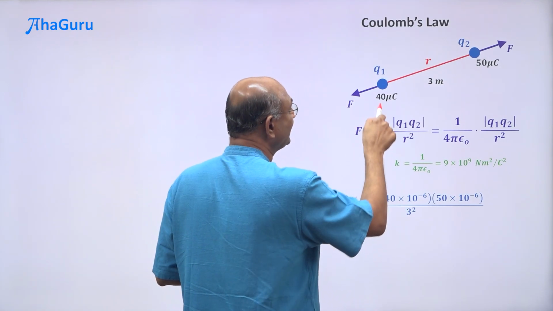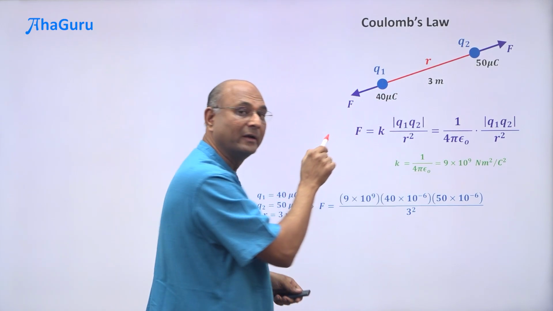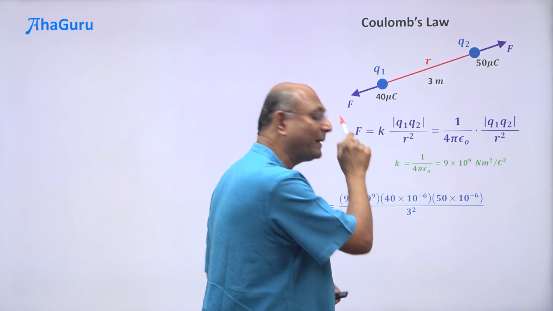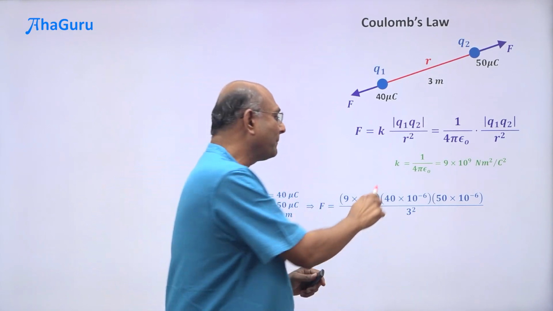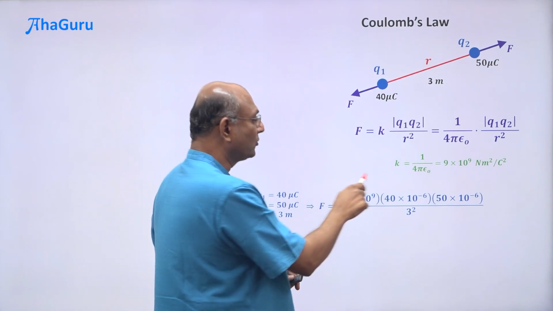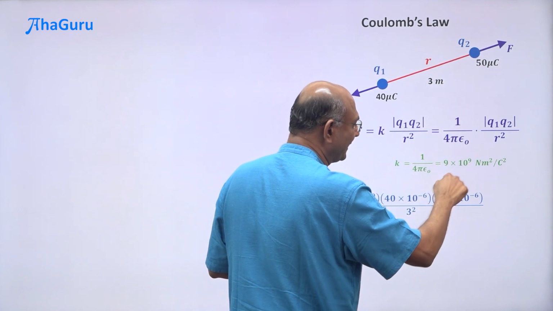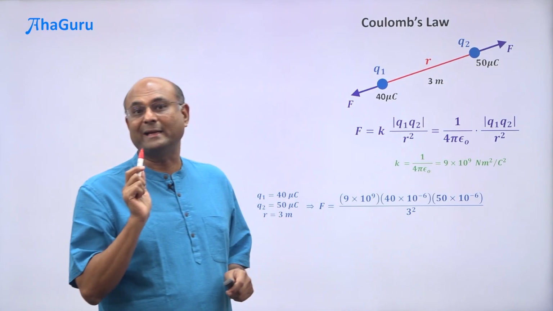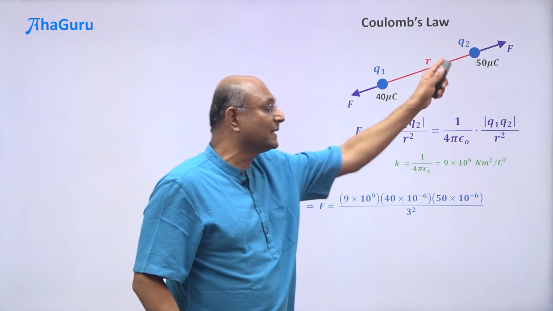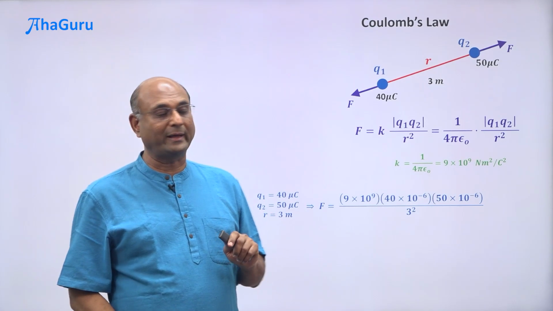Q1, you should not use 40 microcoulomb. You have to use SI values, right? SI units. So 40 into 10 power minus 6. Micro is 10 power minus 6. 40 microcoulomb is 40 into 10 power minus 6. Q1. Q2 is 50 microcoulomb, so 50 into 10 power minus 6, divided by R square. R is 3 meters, so I'm going to write 3 square.